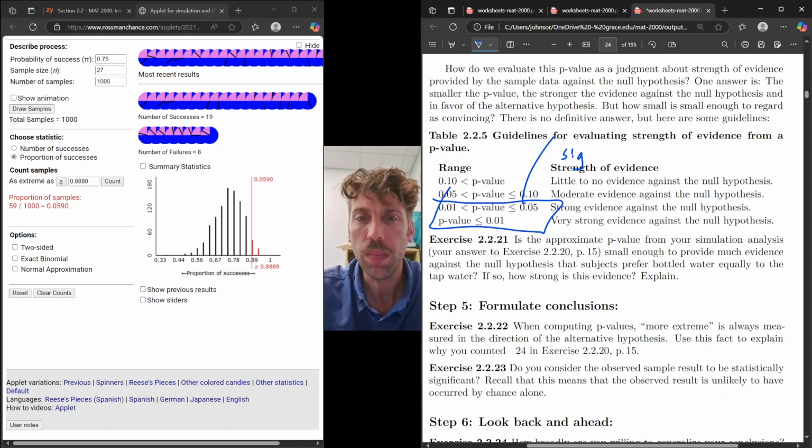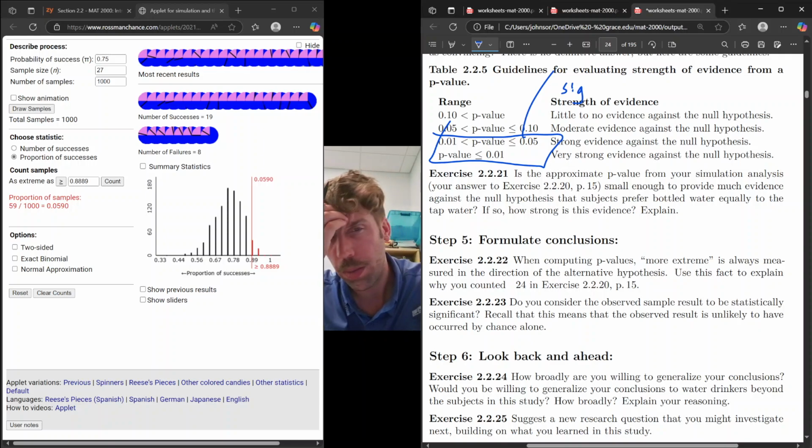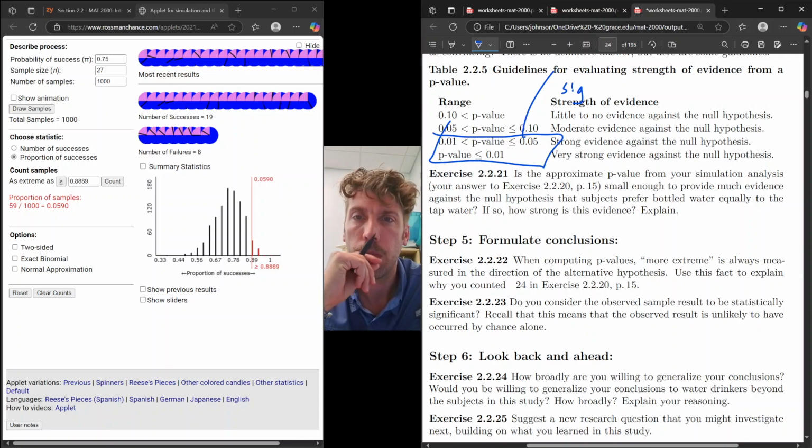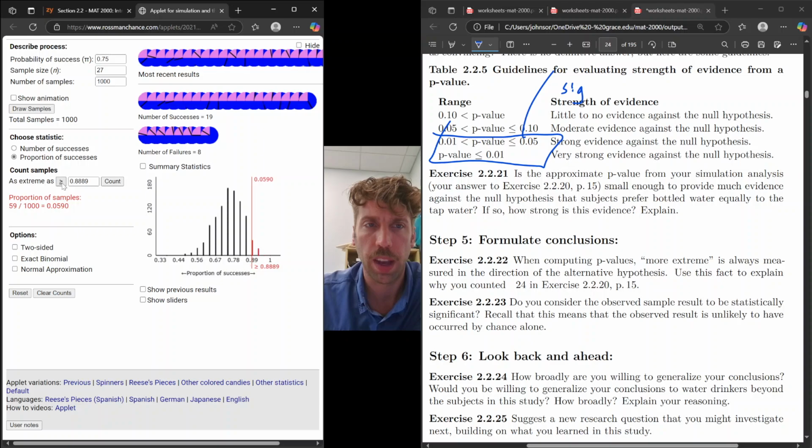Okay, so is the approximate p-value from a simulation small enough to provide much evidence against a null hypothesis? Okay, so I got a number. So you should remember this inequality right here. If you click on this in the app, this inequality should be matching your alternative hypothesis. And so in this case, that's my alternative hypothesis, using that inequality.